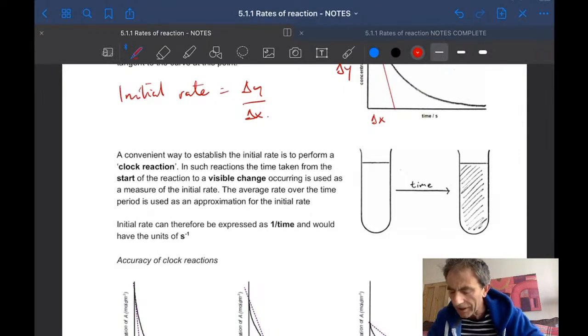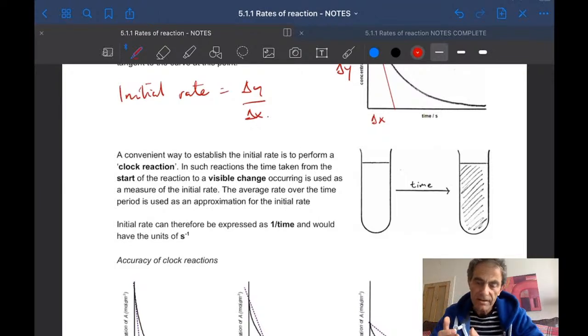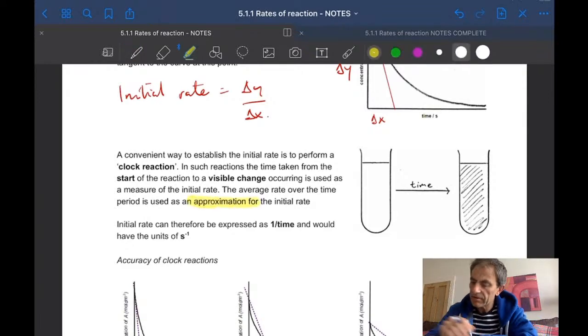Right, where am I up to? A visible change has occurred. So it could be the disappearing cross, or the one I use, where the reaction just goes blue over a certain amount of time. The average rate over the time period it takes for this change to happen is used as an approximation for the initial rate. So that's important. This is just an approximation, okay? The initial rate can therefore be expressed as 1 over t, 1 over time, and therefore would have the unit seconds to the minus 1.